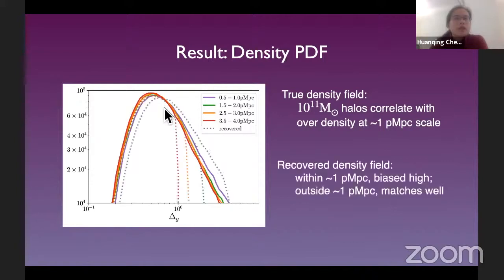And the recovered density field here, plotted in the dotted line, we can see that except for the inner region, which is susceptible to the bias by the systematic inflow related to the quasar, the rest of the PDF agrees very well with the true one. And the truncation here is because of the saturation farther away from the quasar.